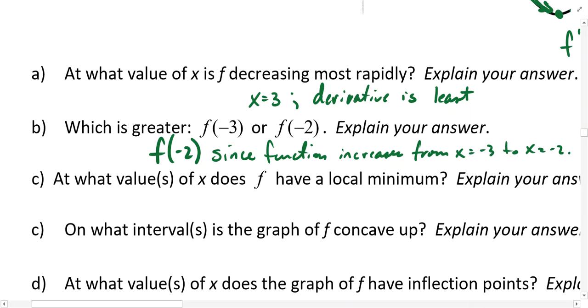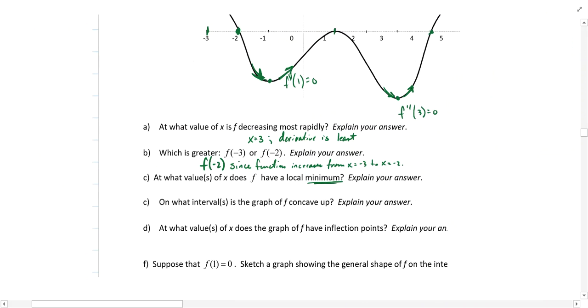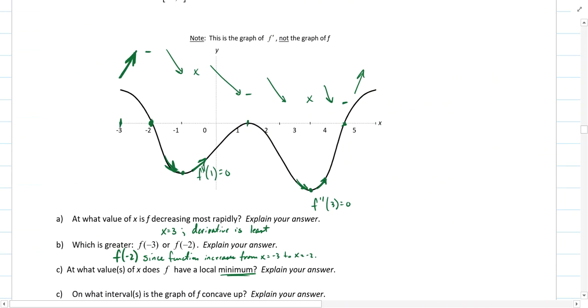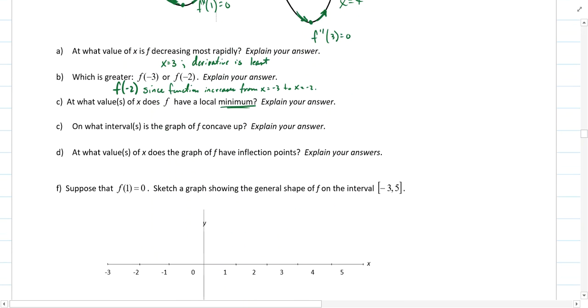Where does the function f have a local minimum? Where does it reach a low point? Well, here again, our original analysis should help us out with that. It looks like the only time that we're going to reach a low point is here at an x value of, my scale is off a little bit, so 1, 2, 3, 4. At an x value of 4, it looks like we're at a minimum, because that's where our graph changes from a negative derivative to a positive derivative.